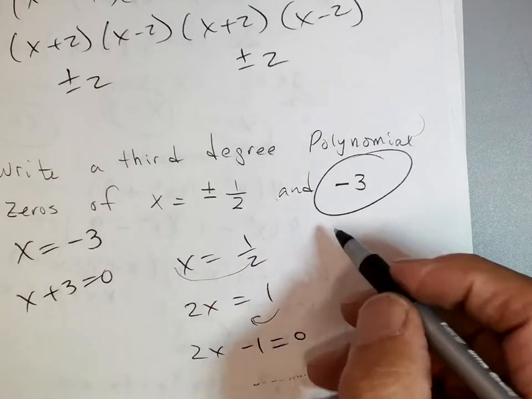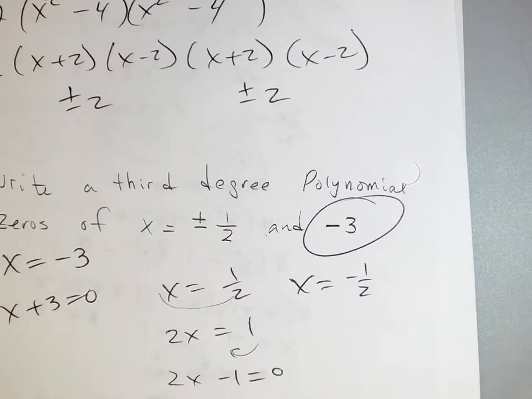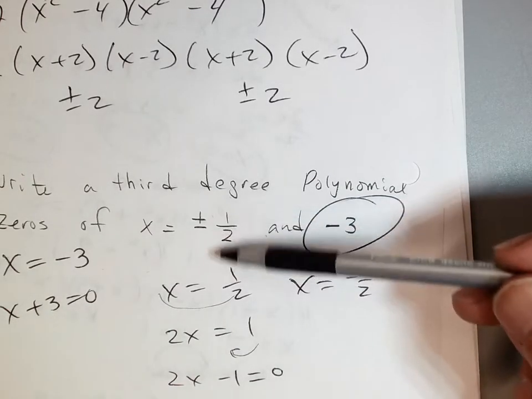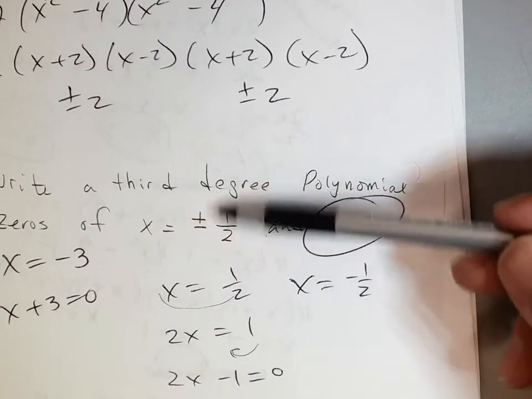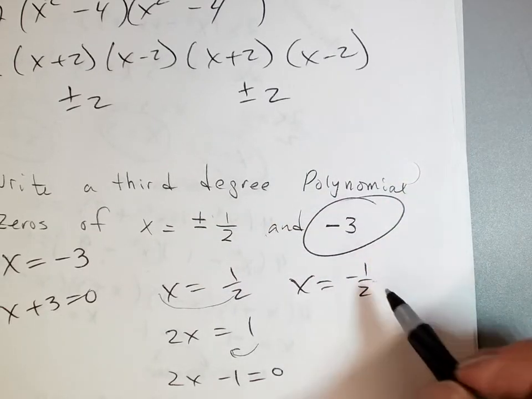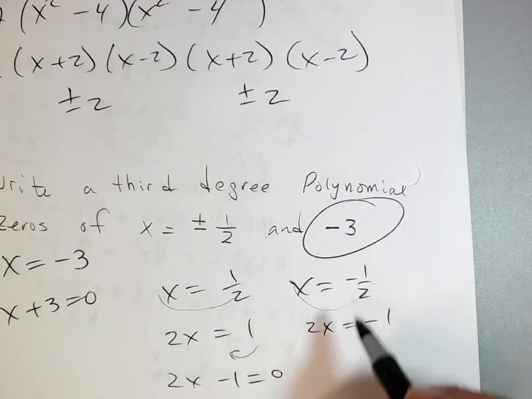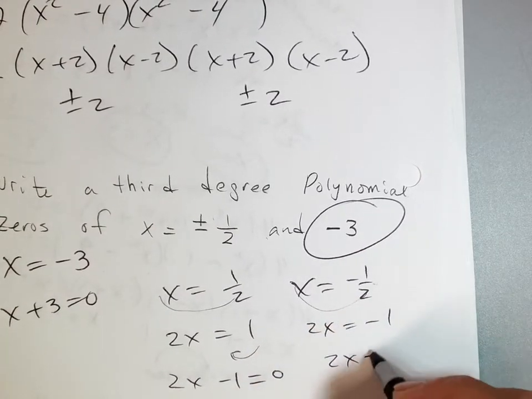Now, how about this one? We got x equals a negative 1/2 because of the plus or minus. So I got it equal to a 1/2 and I got it equal to a negative 1/2. Same thing, I'll bring up the 2, I'll have a 2x equals negative 1. If I bring over the 1, I'll have a 2x plus 1 equals 0.